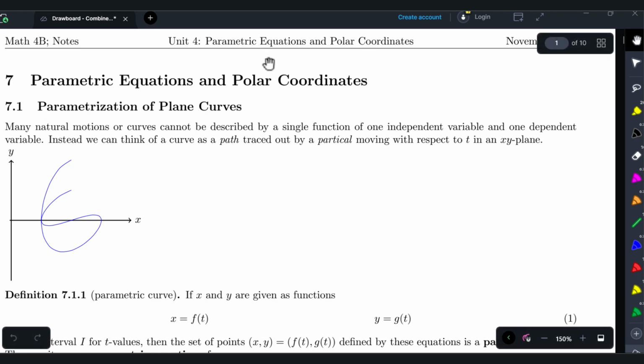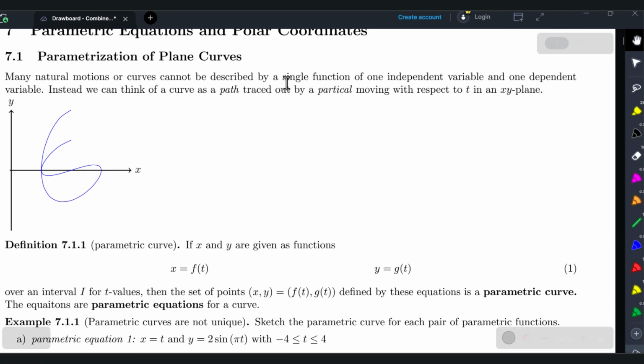Cover parametric equations and polar coordinates. We'll begin with parametric equations.